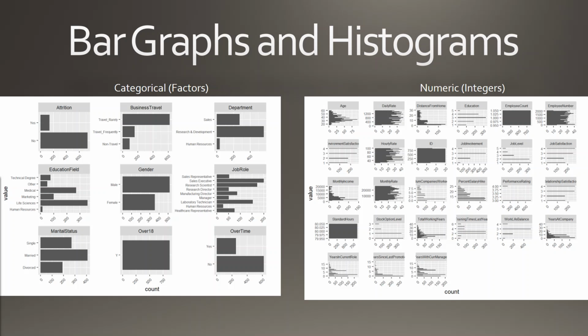Additionally, we can look at the numerical variables and see that there are a number of variables here that should actually be factors. Among these are education, environment satisfaction, job involvement, job level, job satisfaction, performance rating, and a few more. We can see these because they're counted as numerical, but actually they are categorical. They are describing something that is a category. So we will change those into categorical variables as they should be.